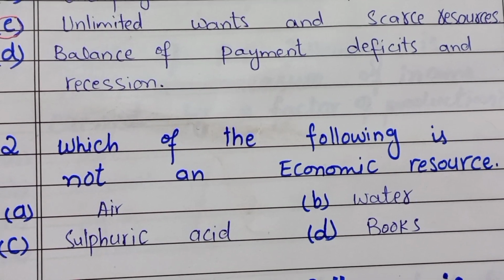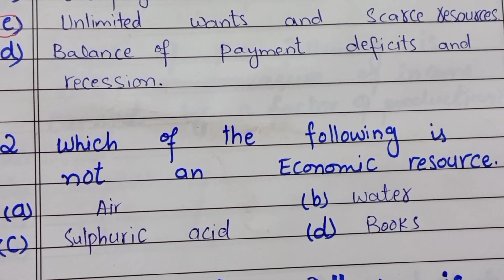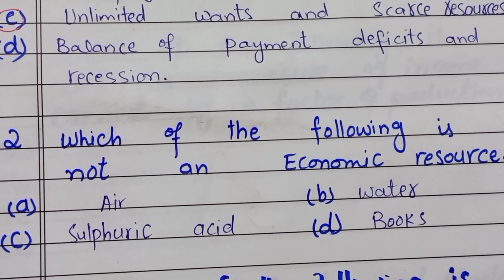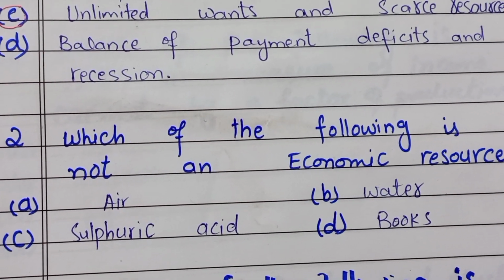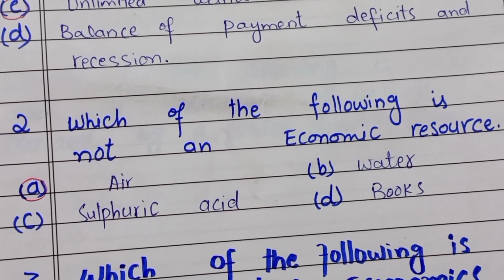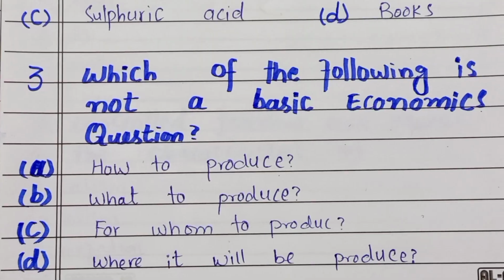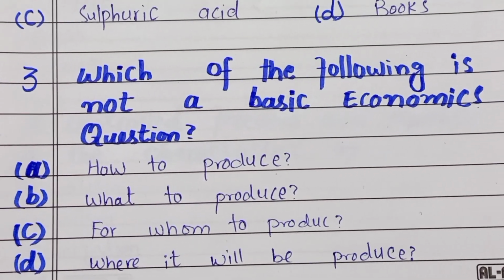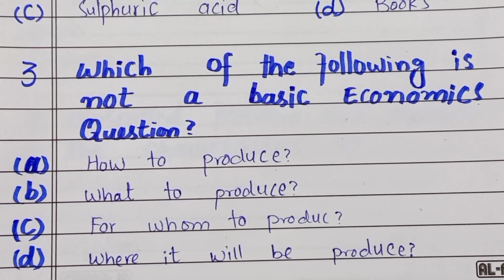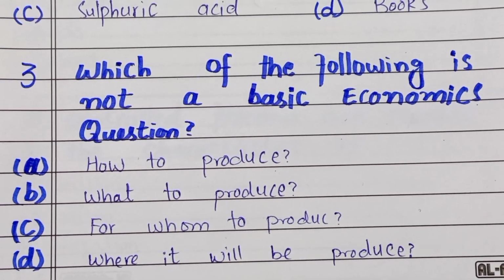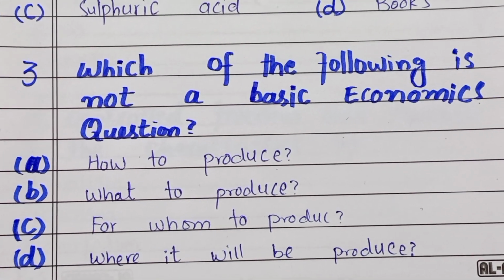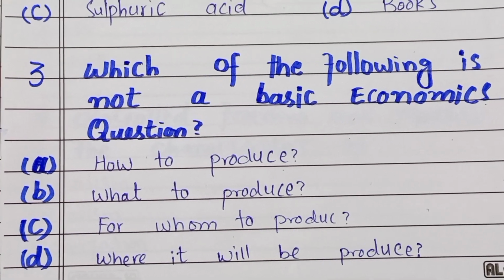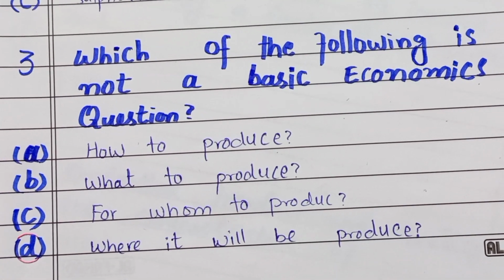Number 2 is, which of the following is not an economic resource? Air, water, sulfuric acid, books. Think about it. The correct answer is air. Number 3 is, which of the following is not a basic economic question? How to produce, what to produce, for whom to produce, where it will be produced. The correct answer is where it will be produced.